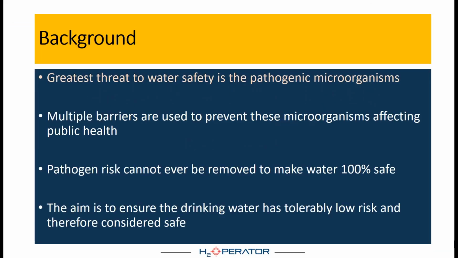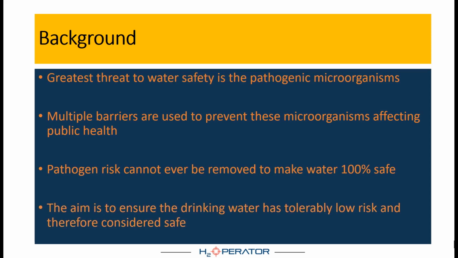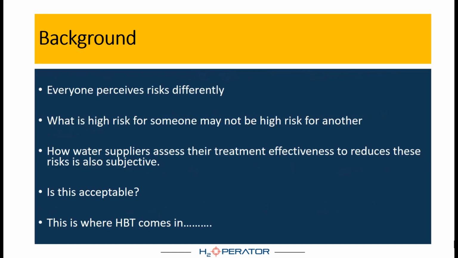A little bit of background. Now, the greatest threat to water safety is pathogenic microorganisms. We are expected to use multiple barriers to prevent these microorganisms affecting public health. Pathogen risk cannot ever be removed to make water 100% safe. So, the aim is to ensure the drinking water has tolerably low risk and is therefore considered safe for the customers.